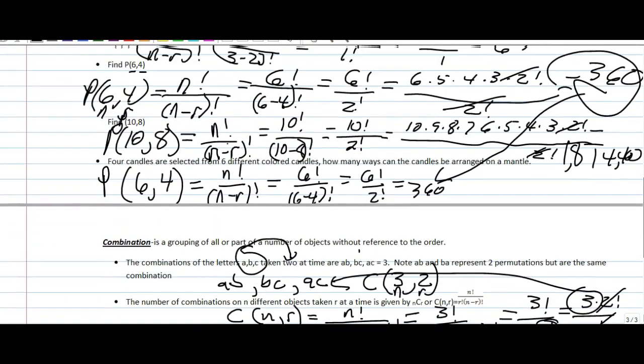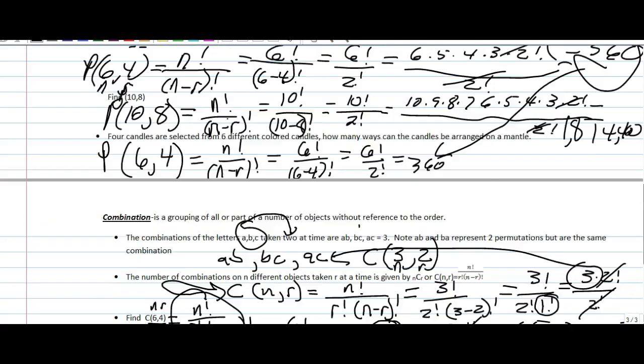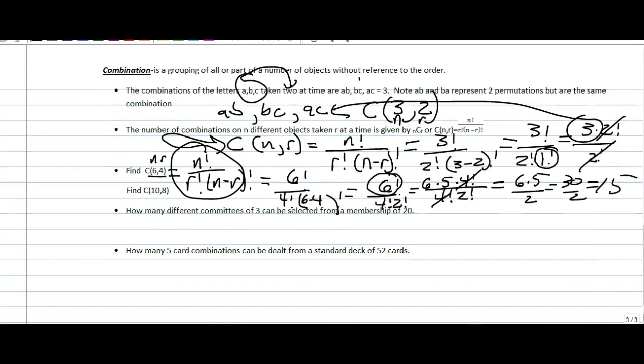Now, I have 360 different permutations of 6 objects taken 4 at a time. So there's quite a difference here. Now, again, in these story problems, you've got to decide whether to use the formula for computing the number of combinations or the formula for computing the number of permutations. So let's look at a couple of examples here.